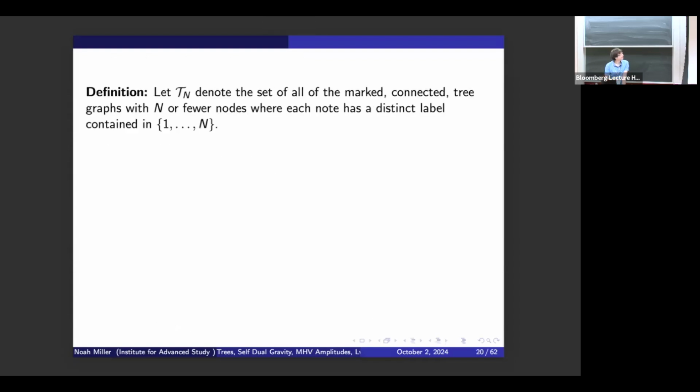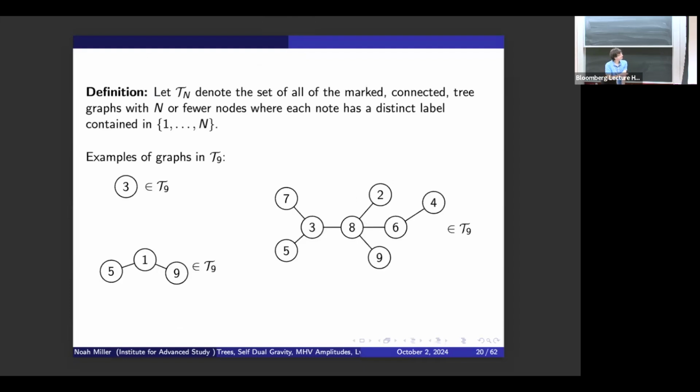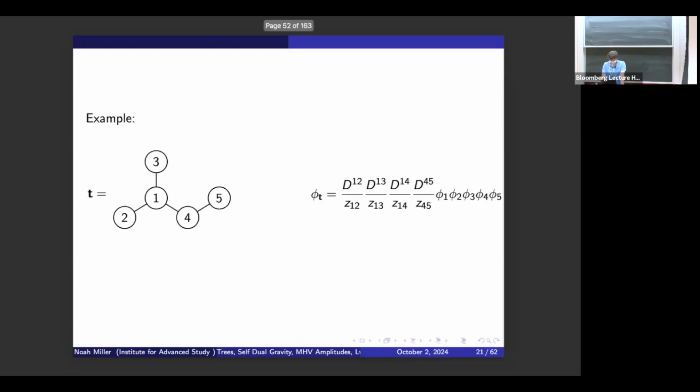So now let's talk about general n. Let's denote Tn to denote the set of all marked connected tree graphs with n or fewer nodes, where each node has a distinct label contained in 1 through n. For example, T9, here are some examples of graphs of T9, where nodes can have any number of possible connections. Here's an example of how a graph translates into a term. Here's a tree graph, and for every leg connecting nodes I and j, you add in a dij over zij, and then they're all acting on the product of seed functions in the graph.